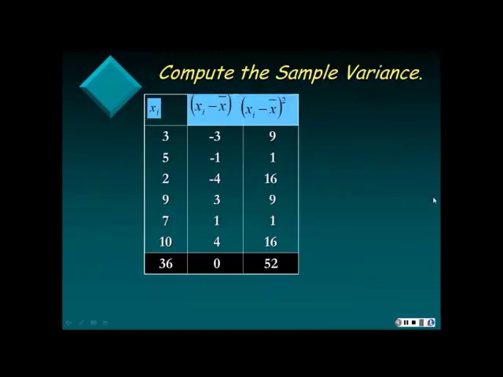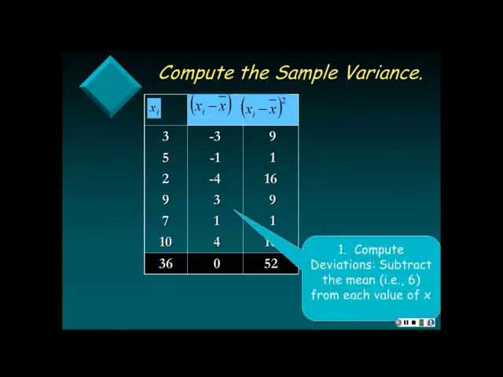To compute the sample variance, we'll first take the deviations, that is, subtract the sample mean, 6, from each value of x. So for the first value, 3 minus 6 is minus 3, 5 minus 6 is minus 1, and so on. The sum of those will always be 0. I will call these the deviations of x. Deviation just means the deviation of each value of x from the mean. The sum of those deviations will always equal 0.